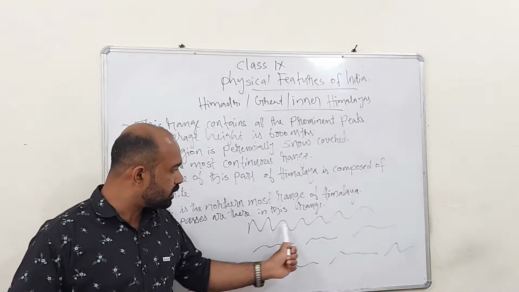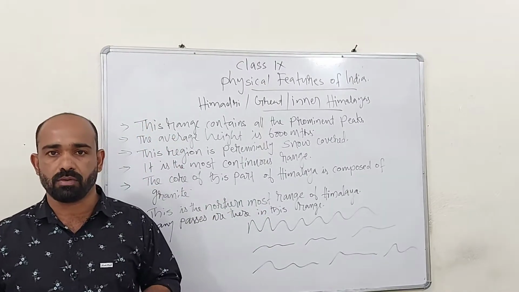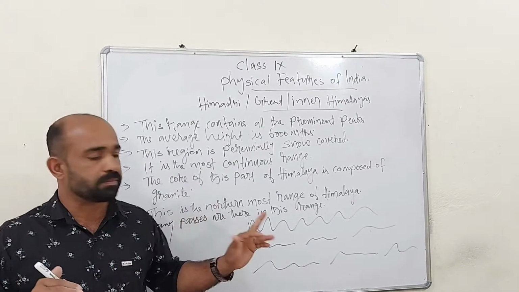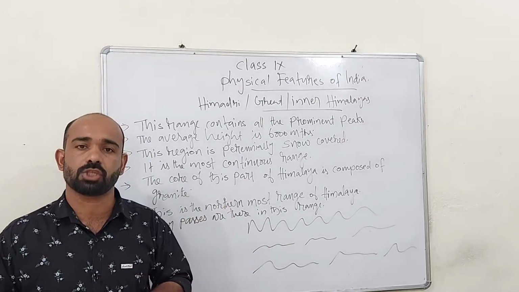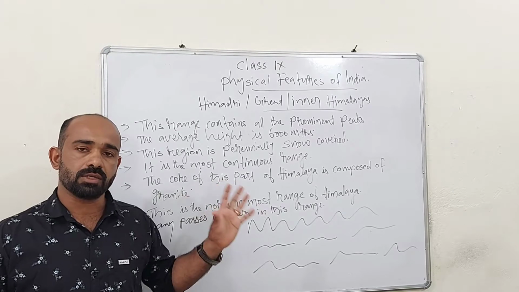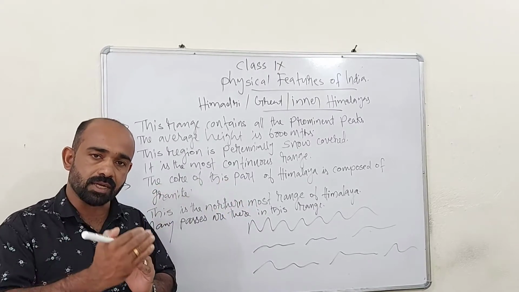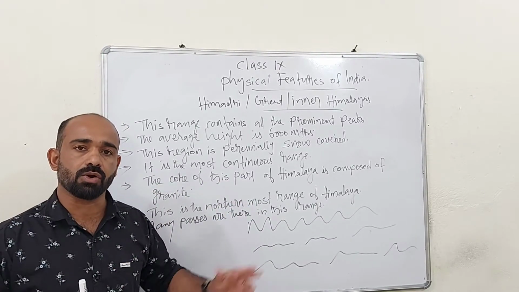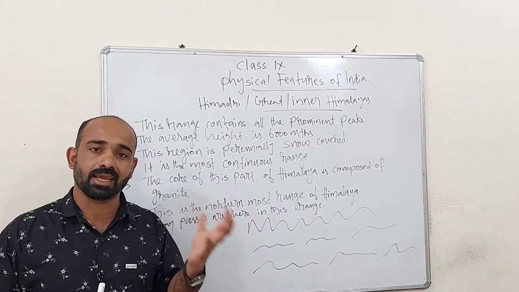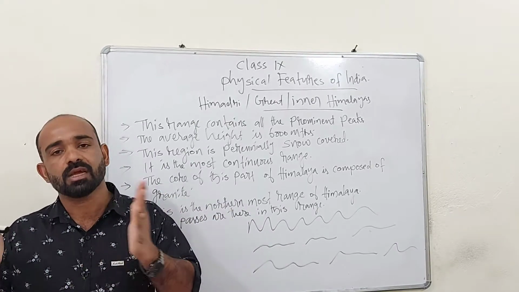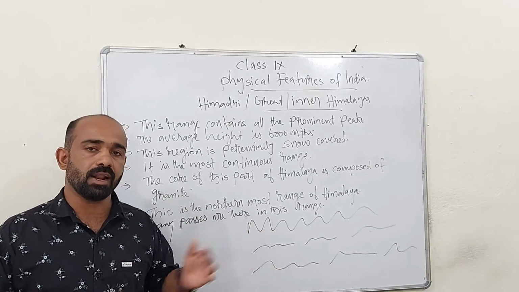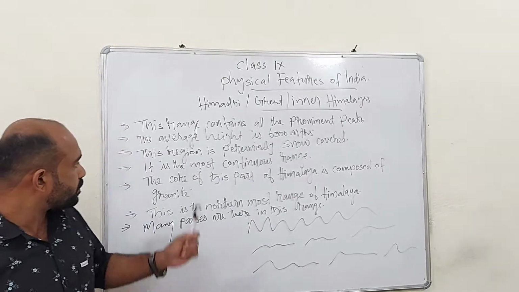This region is perennially snowbound. That means throughout the year, these mountain peaks are covered with snow, so this is an icy region. There are glaciers also in this mountain range, like Gangotri Glacier and Yamunotri Glacier. Such glaciers are there in this mountain range.